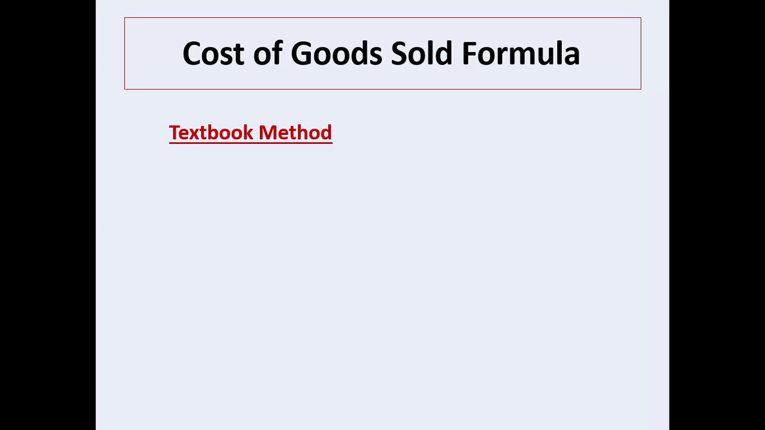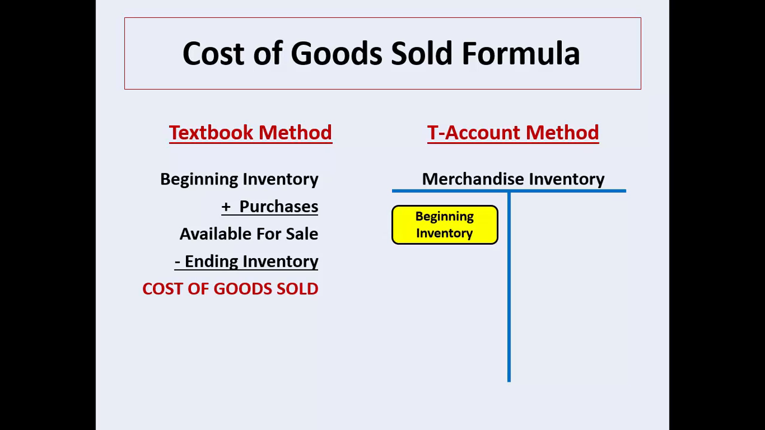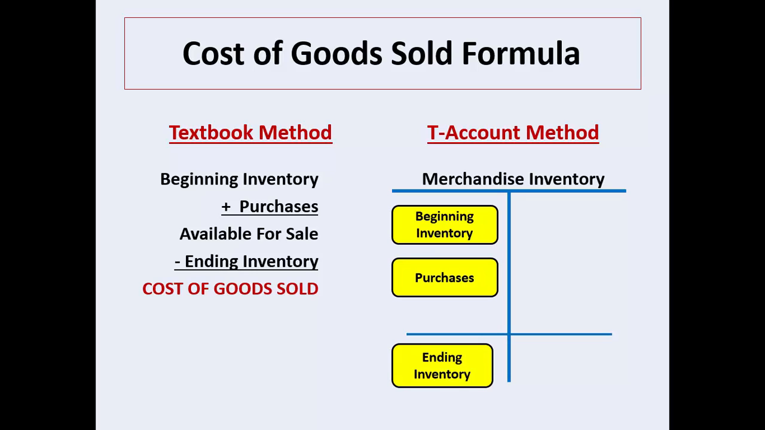So first, a review. What is the cost of goods sold formula? Most textbooks present it this way: beginning inventory plus purchases. That's going to give you what's on your shelf, what's available. And if you remember, the only two things you can do with your inventory is sell it or not sell it. Then if you subtract what's not sold, you'll come up with cost of goods sold. And of course, looking at a T account method, beginning inventory plus purchases minus ending inventory is going to give you cost of goods sold.